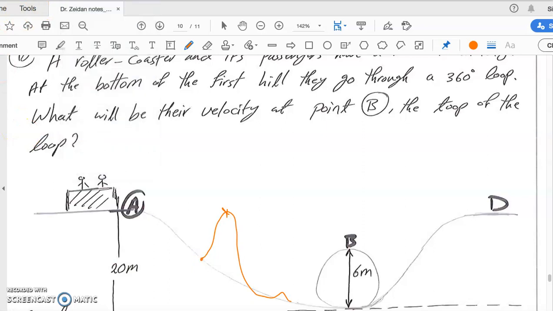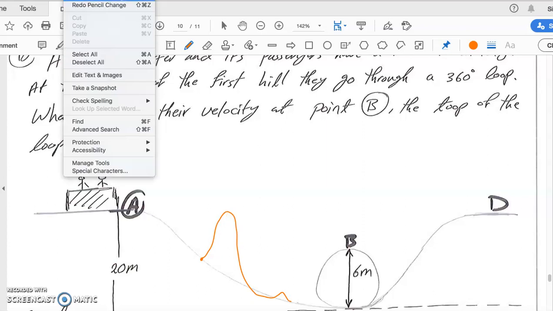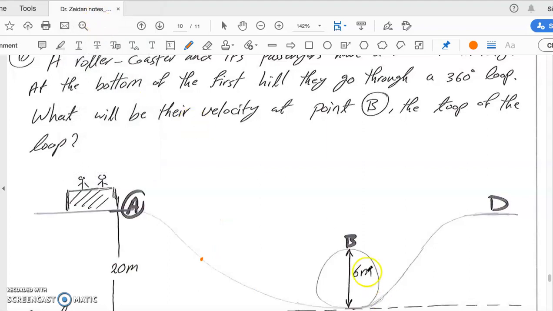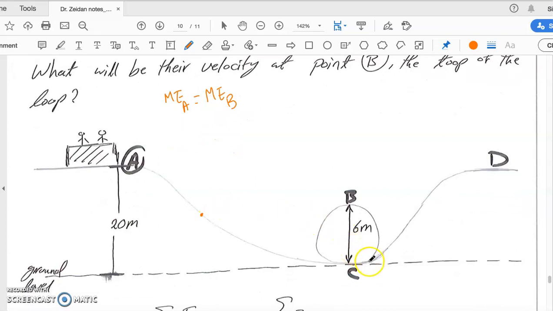So even though the object has literally gone through a 360 degrees loop, he's asking here, what is the velocity at this point? So how are we going to approach this thing? We say mechanical energy at point A should equal mechanical energy at point B, and come down a little bit, and we have to fix our zero level to be this one.